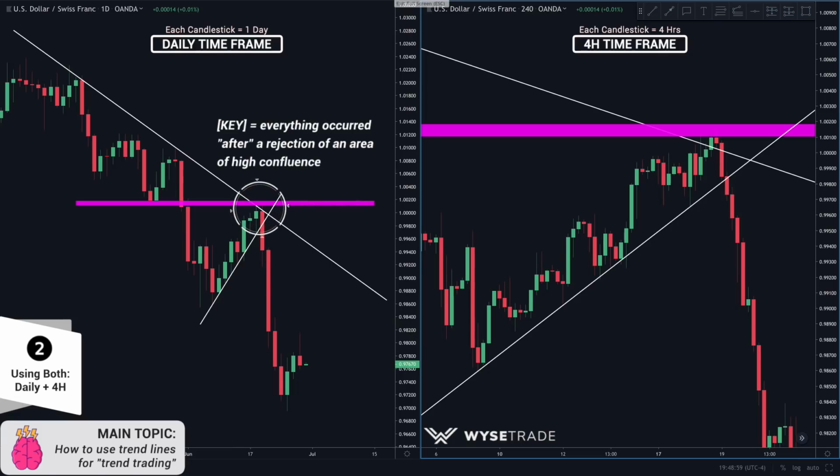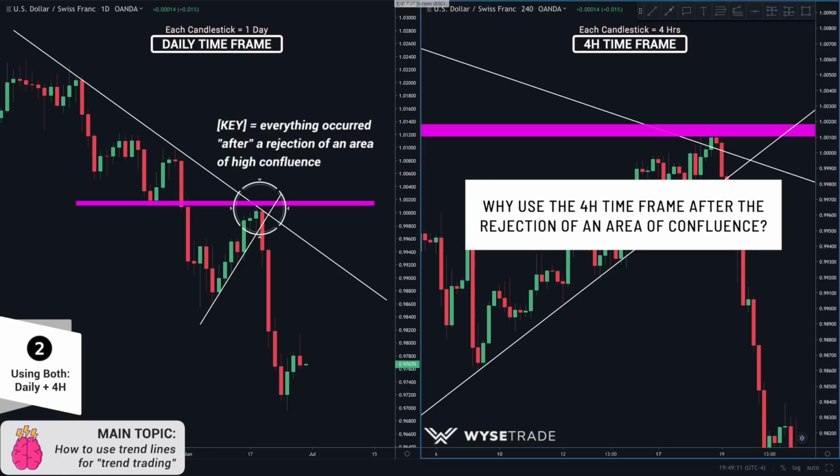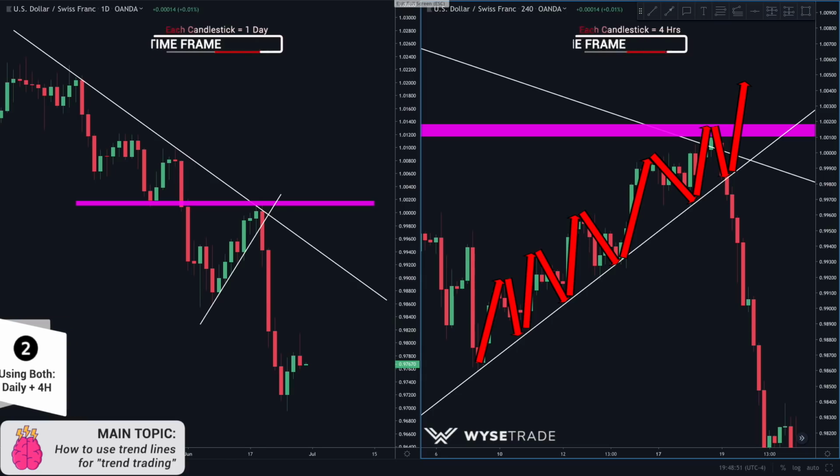So the key here is that this all occurred after the rejection and bounce from an area of high confluence, or else you would have just had a trendline break, and that would be meaningless. Now, why is it important to use the 4-hour time frame to look for a trend change after the rejection of your access point? Well, because without the trend change or trendline break, price could have easily done this instead and kept making higher highs and higher lows and kept respecting the immediate short-term uptrend and broke right through the long-term trend line. So let's take this concept a step further.